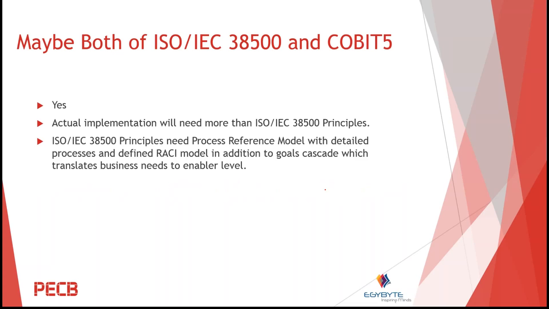And at the same time, these principles, even if we agree on them, we need only these six principles. To implement them, we will need more guidance about what are the processes which will implement the principles, because principles are short sentences carrying a lot of meaning with few words. So how can we implement these principles? There should be more guidance, something like the goals cascade, moving us from the stakeholder needs down to IT-specific enablers.